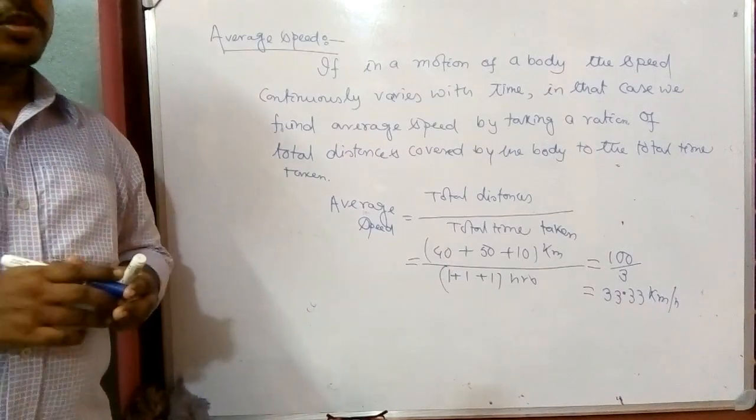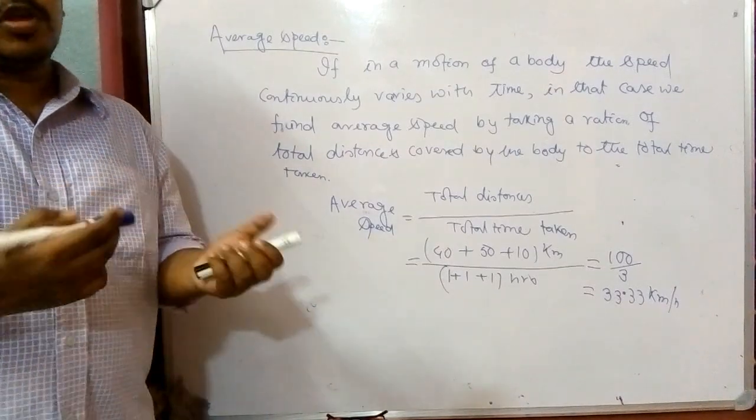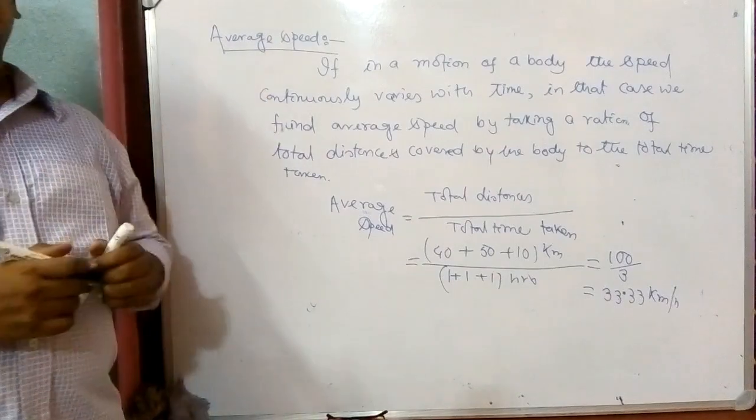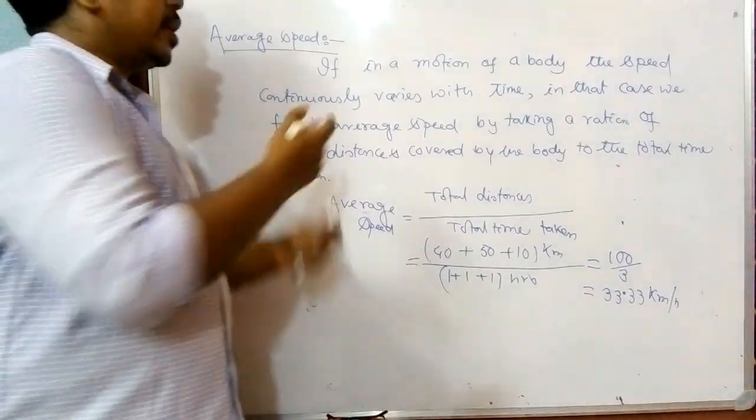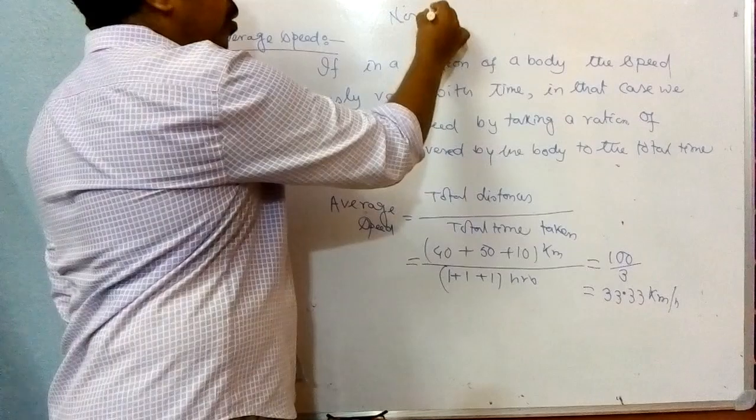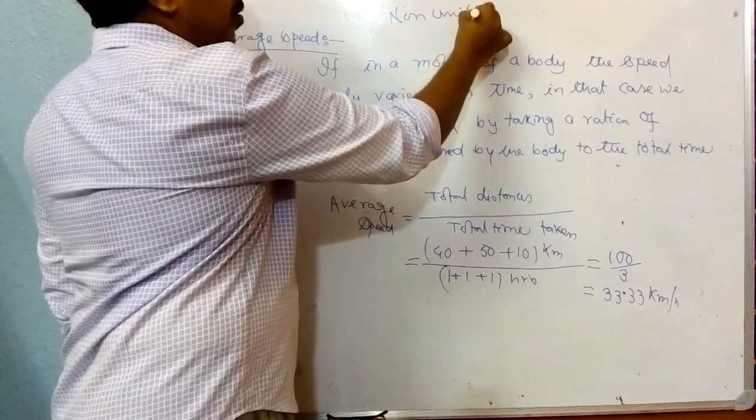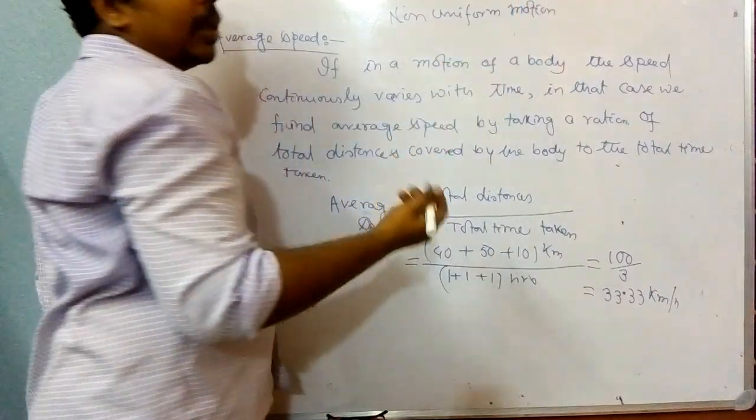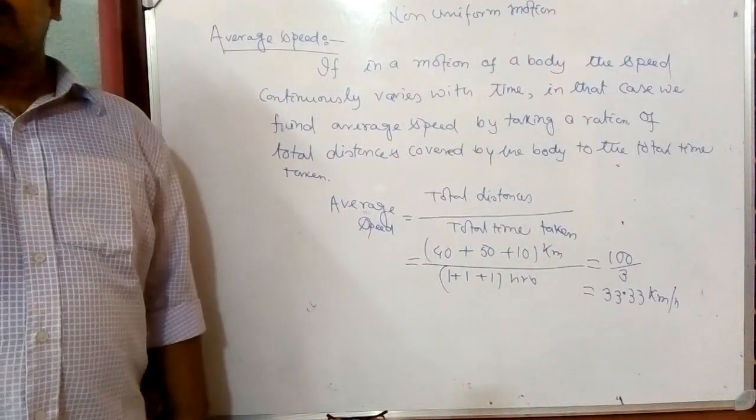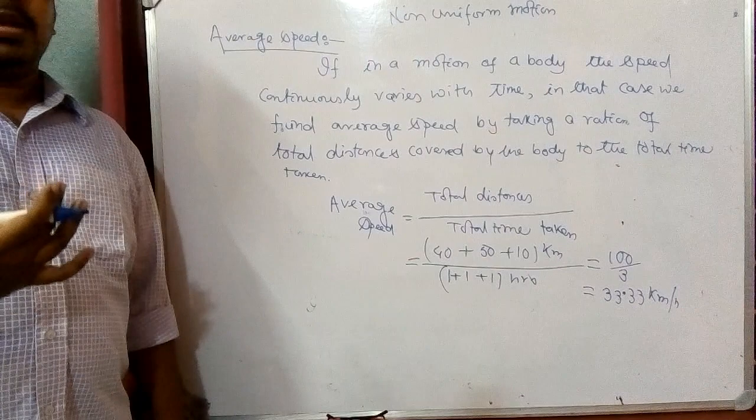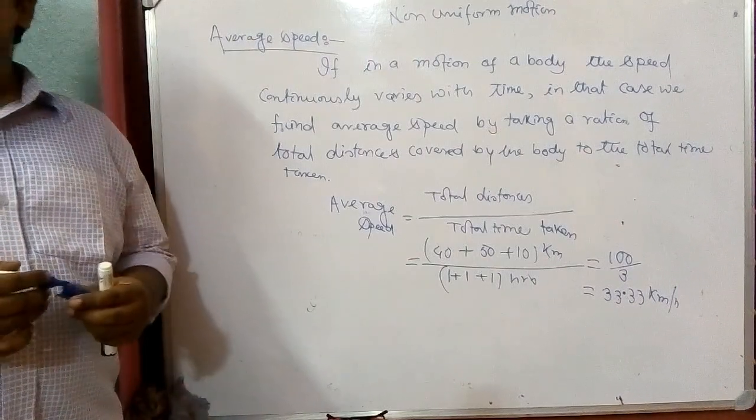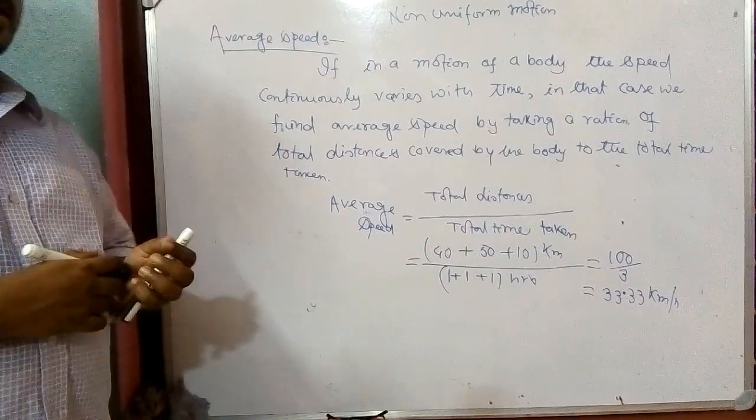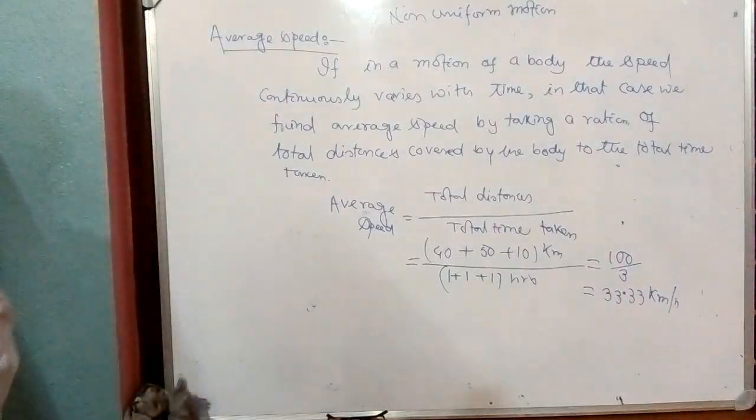In which type of motion do we find the average speed? Mainly in case of non-uniform motion. Because for uniform motion, it is very clear that the speed of the body is constant. But in non-uniform motion, it is not. That's why we find an average speed.